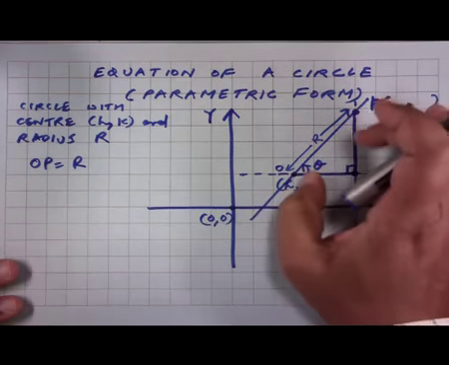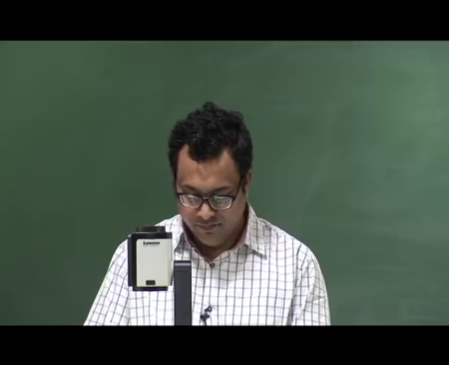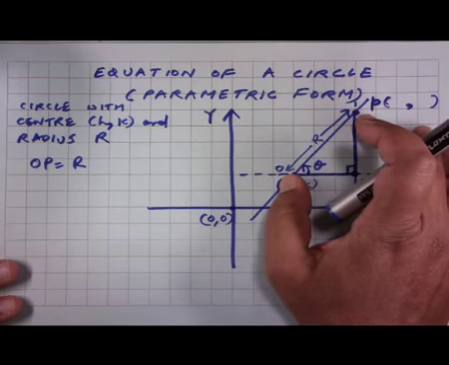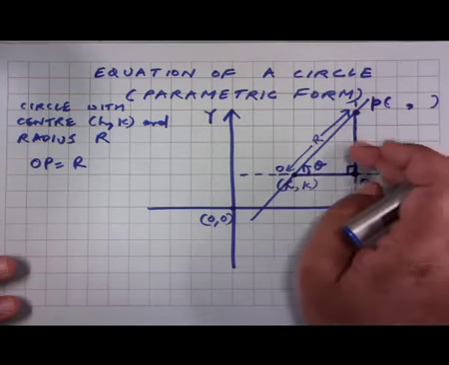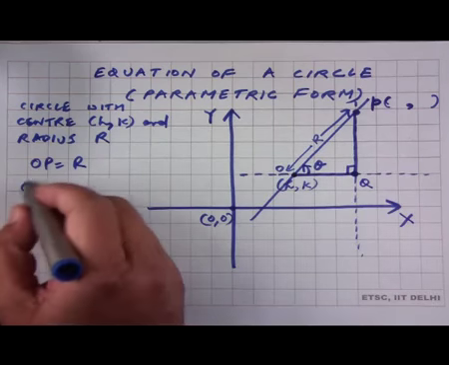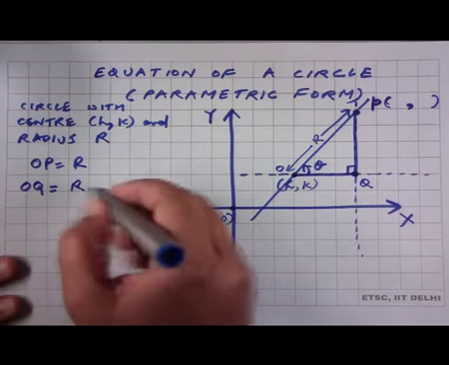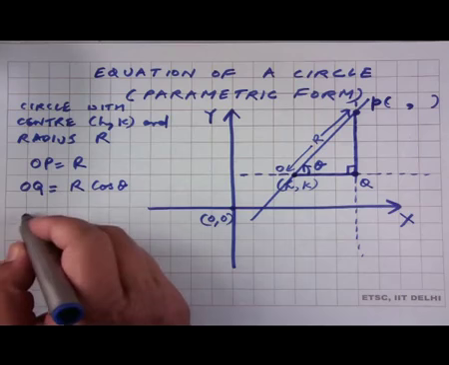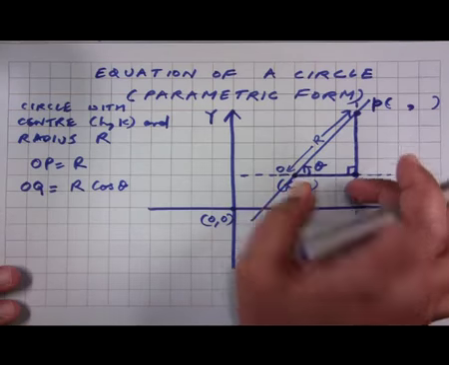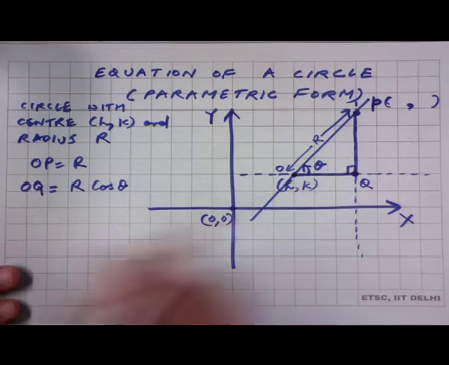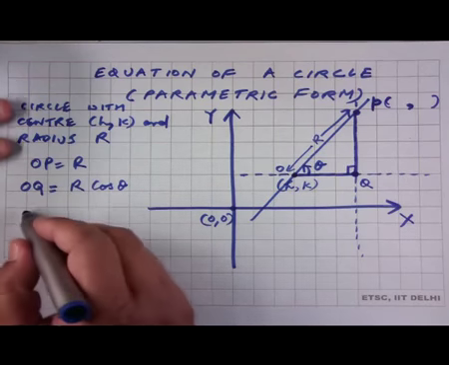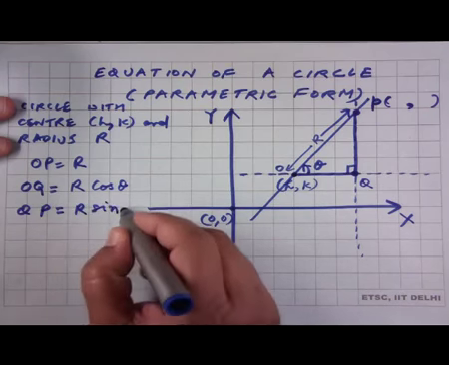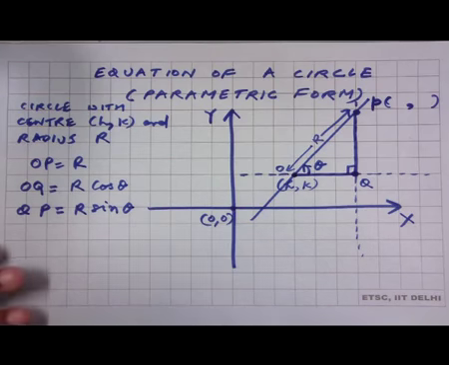Here we know that OP is equal to r. Because OP is r, from our knowledge of trigonometric ratios, we know that OQ will be equal to r cos theta, which is here. So this is r cos theta, and QP will be r sin theta, which is this.